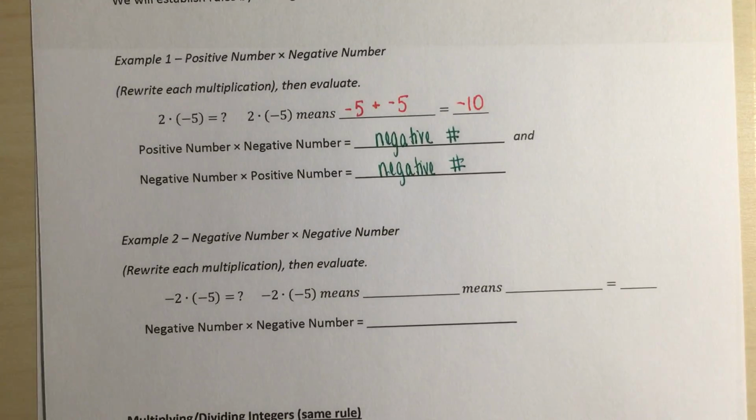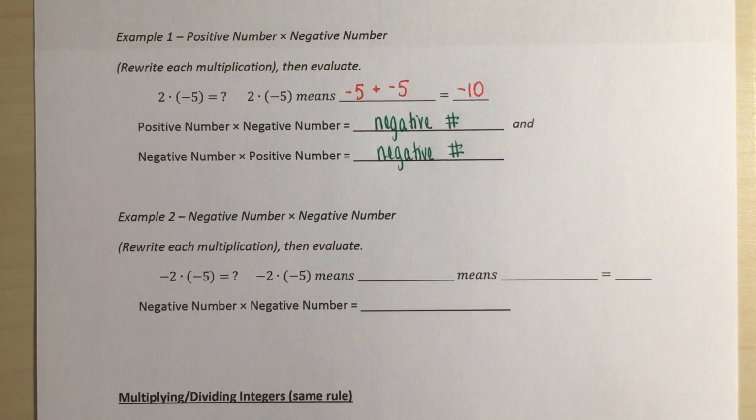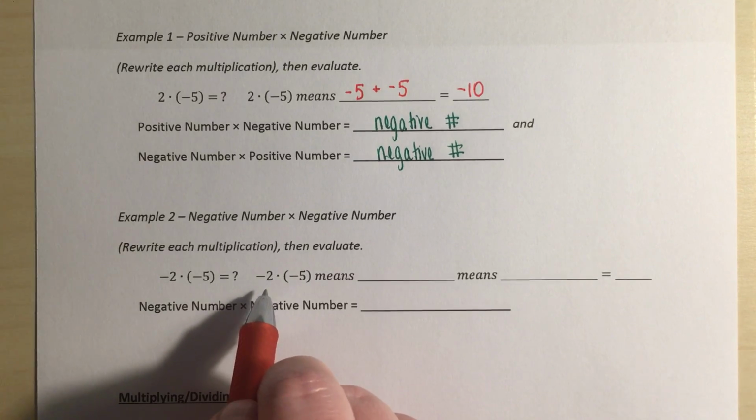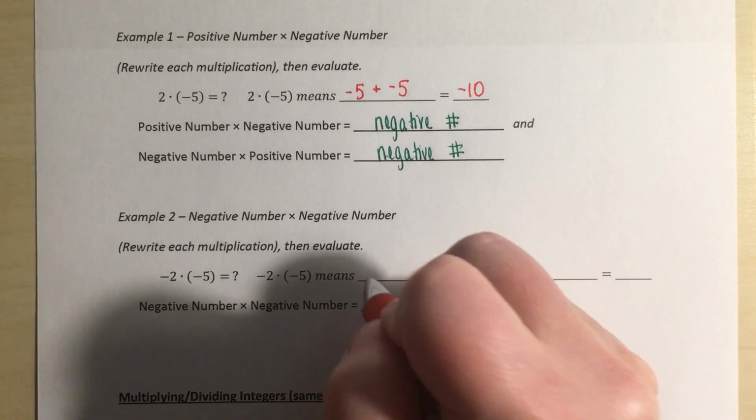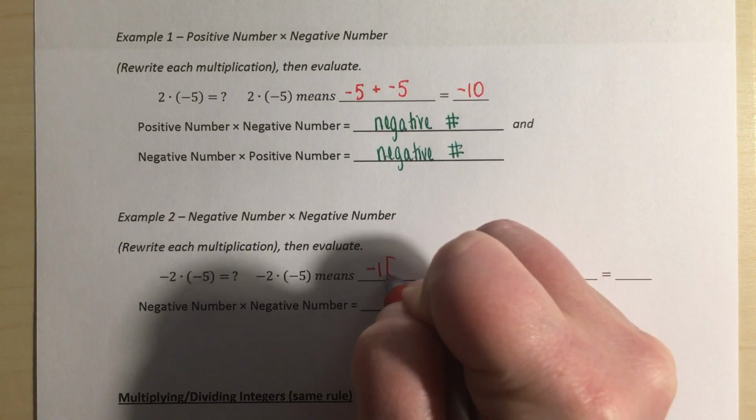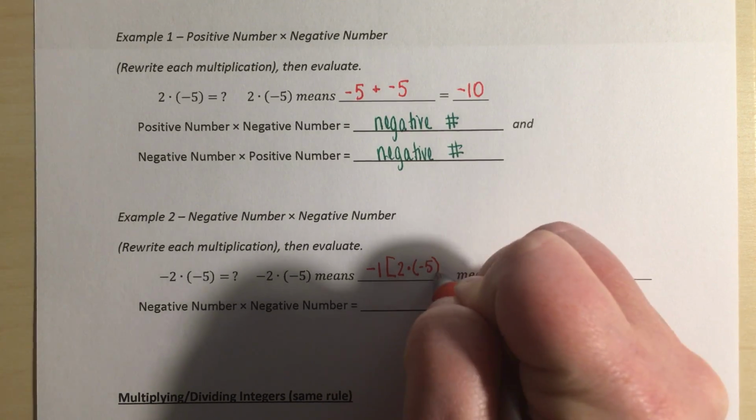All right, so now let's look at the second example. It looks very, very similar. The only difference is here we put a negative sign in front of our 2 as well. We're going to do the same thing here and rewrite this. So this negative 2 times negative 5 means that negative we're actually going to pull out front. So I'm going to pull a negative 1 out front, and then inside I'm going to write 2 times negative 5.